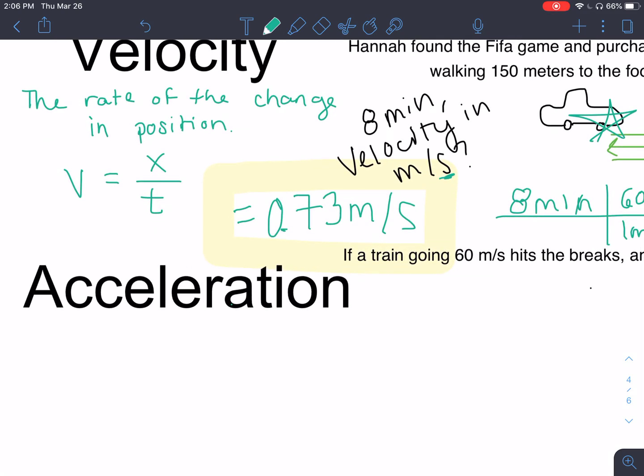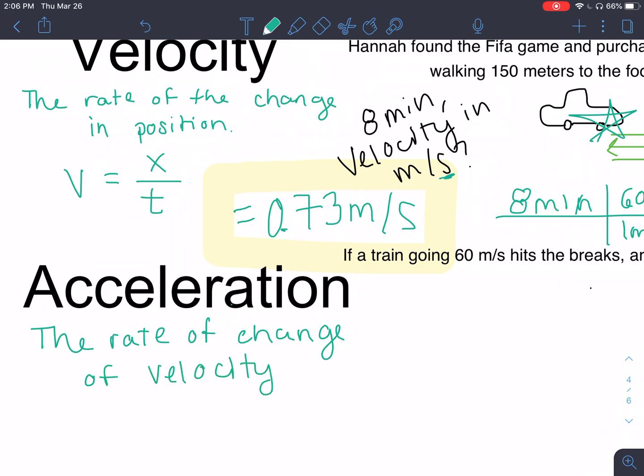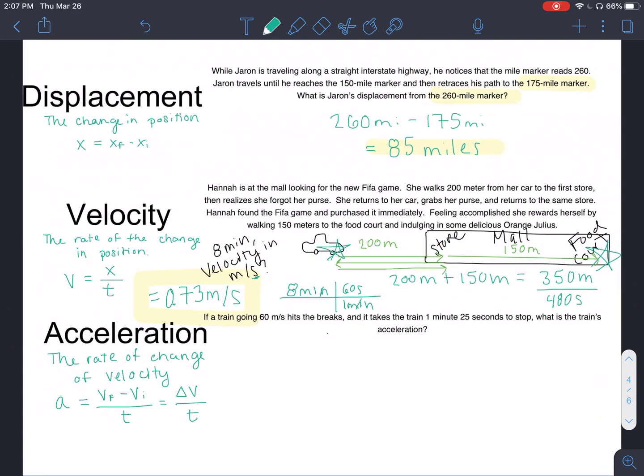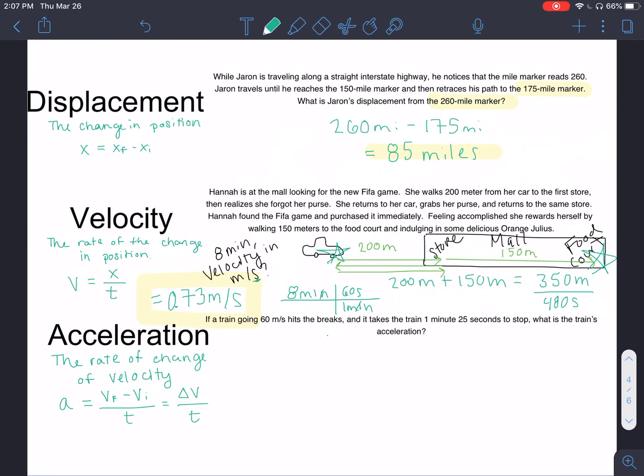So the equation again will look very similar to velocity, except the velocity will now be divided by time. Acceleration equal to, so changing velocity, final minus initial, divided by time. You could also see it as delta V or delta velocity over time as well. And the delta means the same thing in this class as it does in math class, change.